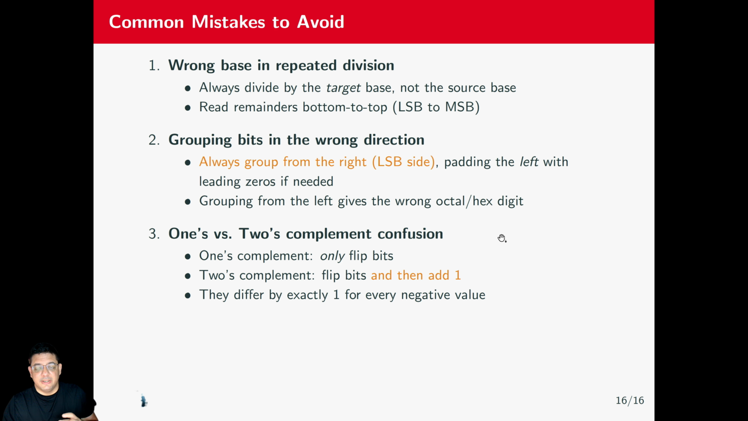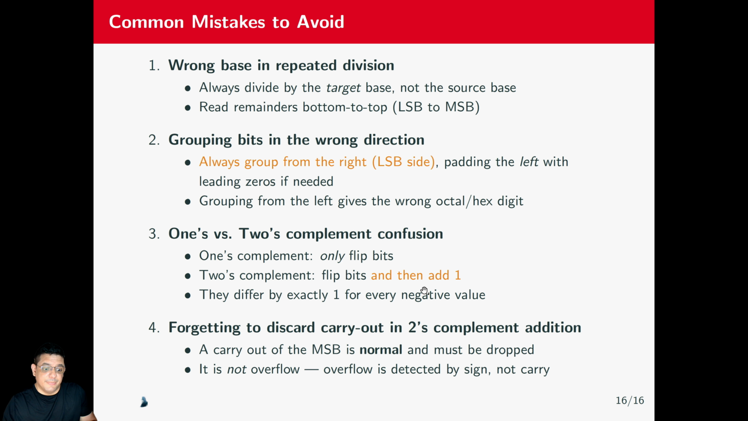When you're doing sign transformation, you have to be careful with one's complement versus two's complement, because in one's complement you only flip the bits, and in two's complement you flip the bits and then add one. They differ by exactly one for every negative value. Last, be careful not to forget to discard the carryouts in two's complement addition. A carryout of the most significant bit is normal and needs to be dropped. It is not overflow. Overflow is detected by sign, not by carry.